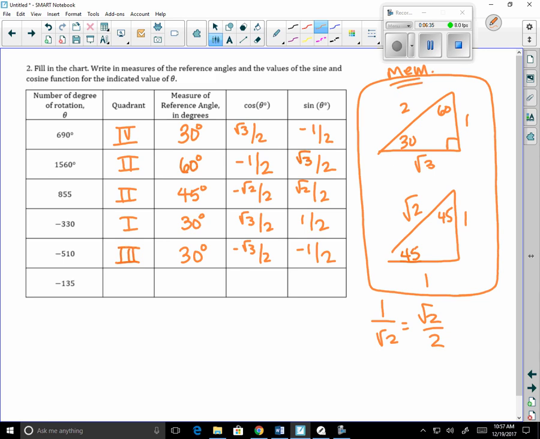The last one, negative 135. If I add 360 to that, I get 225, which is in quadrant 3 also. So again, I know the two answers here would both be negative. 225 has a reference angle of 45. I've already evaluated sine and cosine of 45, so I already know the ratio. I just have to put the correct signs in there.